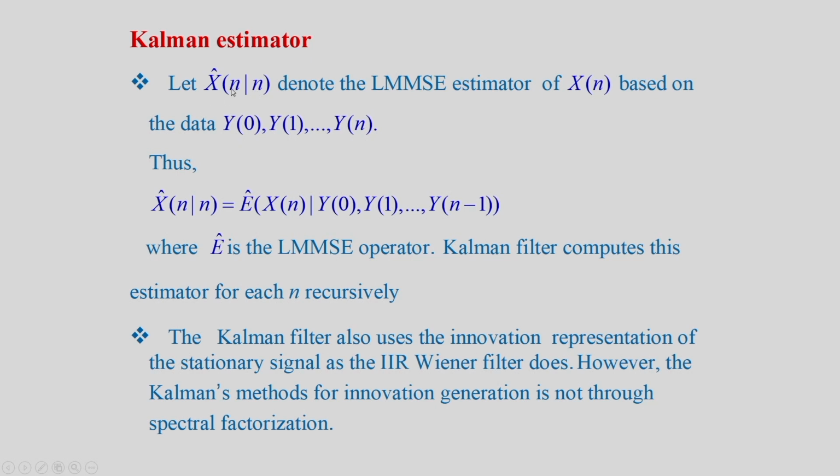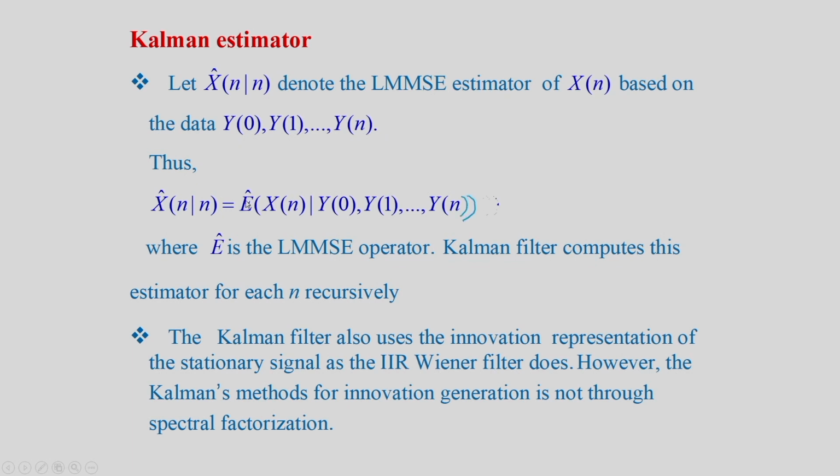So, let x hat n given n denote the LMMSE, linear minimum mean square error estimator of x n based on the data y0, y1 up to yn. So, this is the estimator. Thus, x hat n given n is E hat x n given y0, y1 up to yn, where this symbol E hat is the linear minimum mean square error estimator.